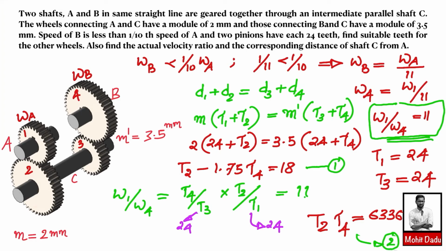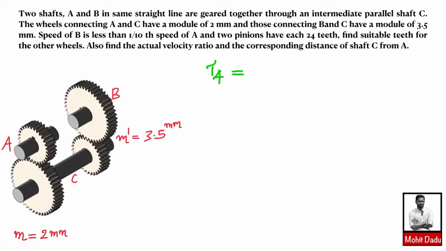Now we have two equations and two unknowns, t2 and t4. When you solve those two equations, you will get t4 as around 55.25, which can be taken as a whole number of teeth, 56. And if you find t2, based on this you can evaluate it as 116.